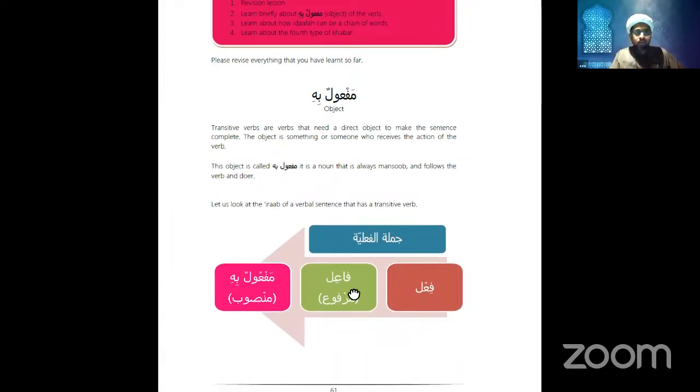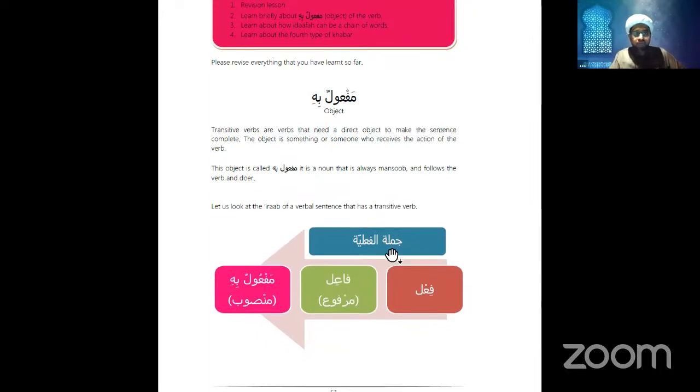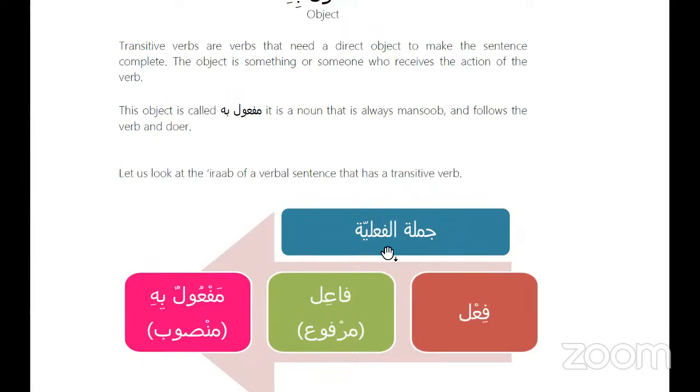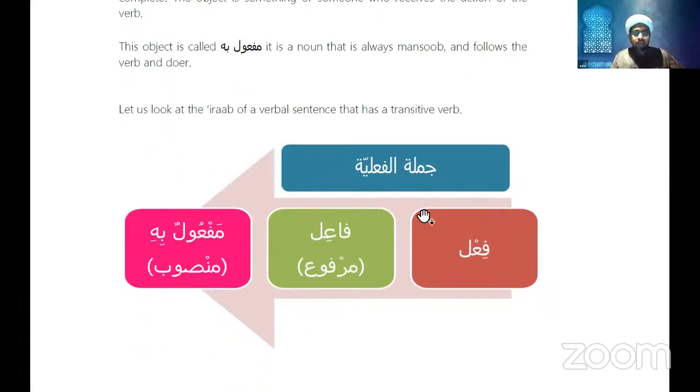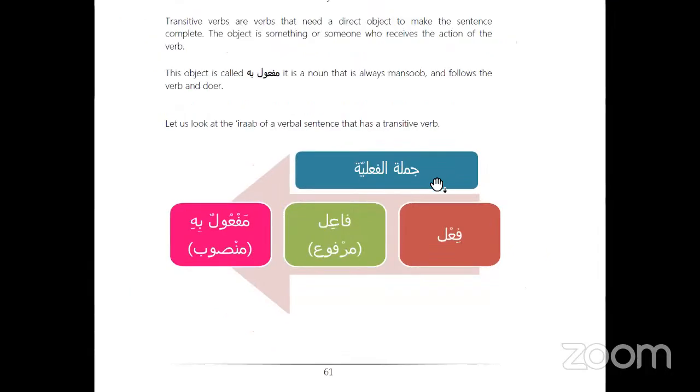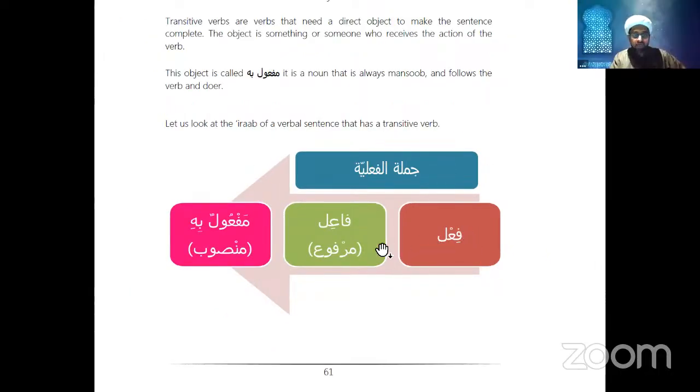We discussed jumlatun fi'liyatun. So jumlatun fi'liyatun, what does that mean, Sister Fiza? A verbal sentence. Yes, it means a verbal sentence. So there are two types of sentences in any language. You can either have a nominal sentence or a verbal sentence. A verbal sentence has fi'l, fa'il, and maf'ul bih. Correct. Explain this in English.